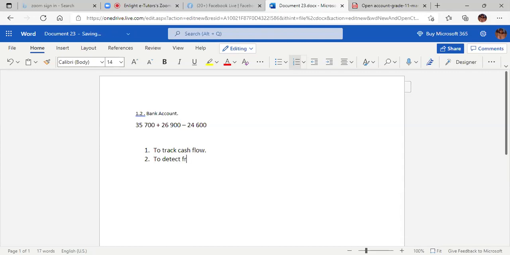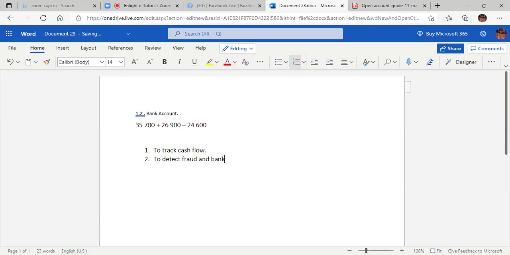And accounting errors. We want to detect fraud and bank errors, right? This is the reason why we prepare the bank reconciliation statement. People steal from the businesses in which they work, and also the bank makes errors, when they charge you massive bank charges for whatever reason. So we want to track cash flow and we want to detect fraud and bank errors. And I'm sure that this is a question they might ask, for 2 marks or something. So I hope you have noted this.